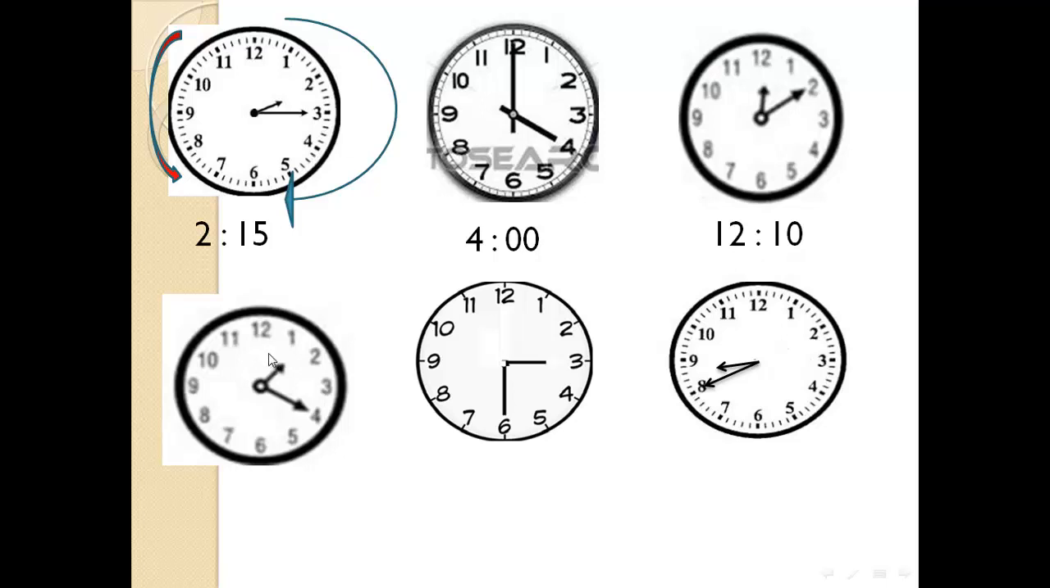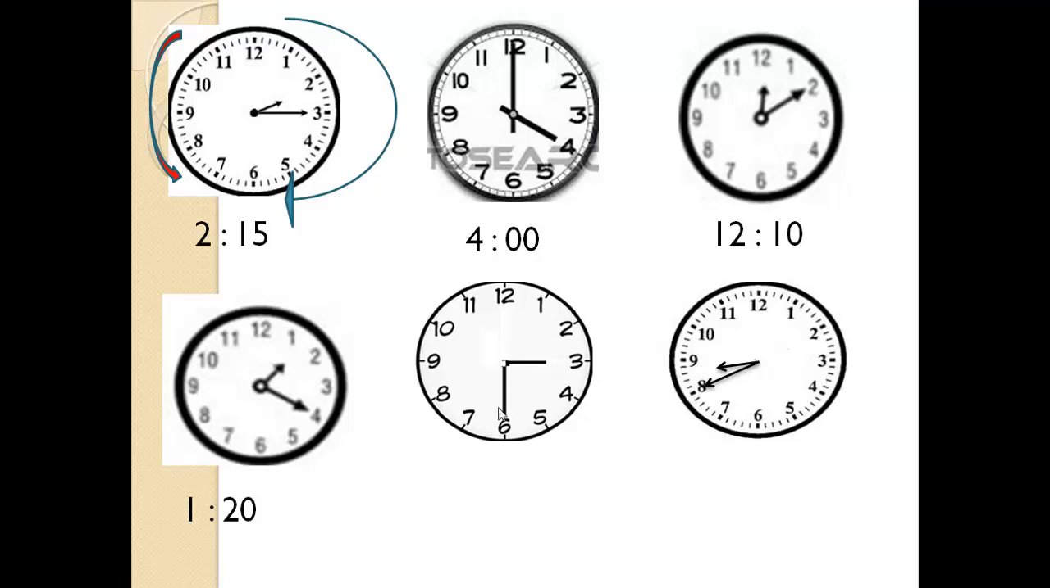Here the short hand indicates 1, and the long hand is at 4. How many minutes here at 4? Count by 5: 0, 5, 10, 15, 20. So it's 1:20.